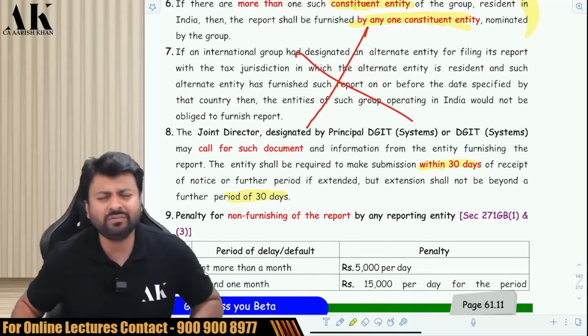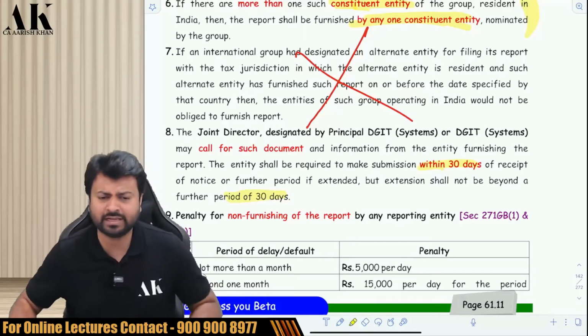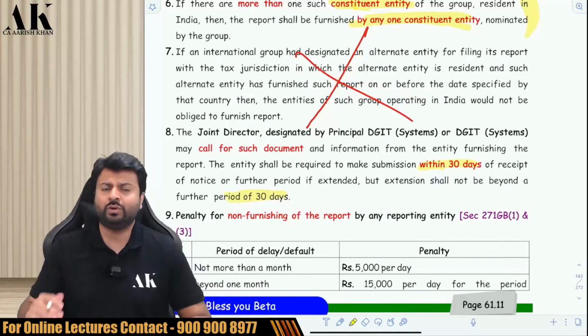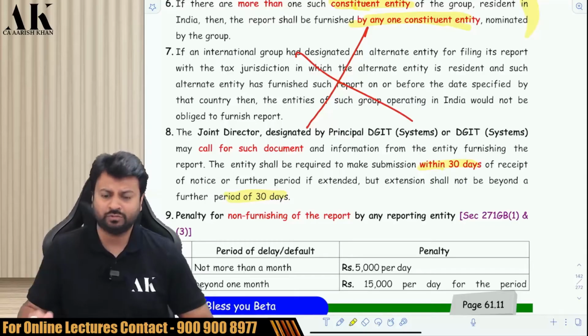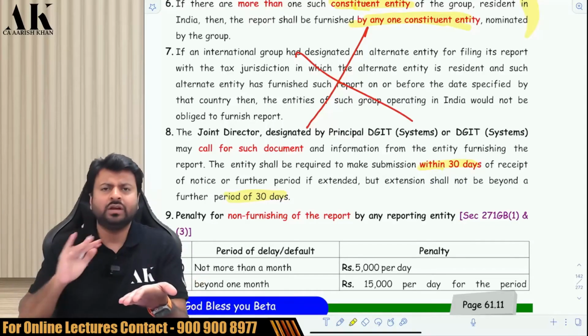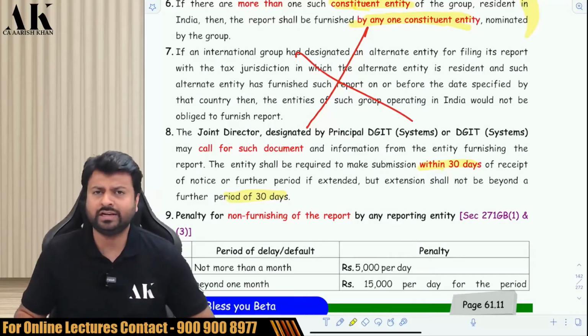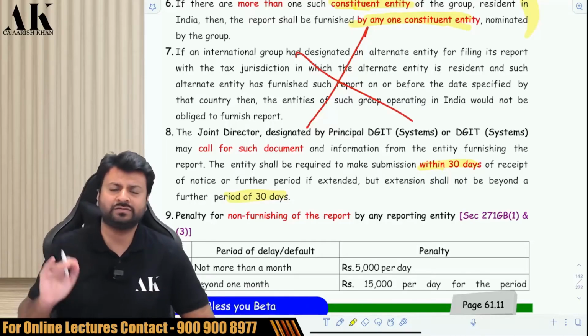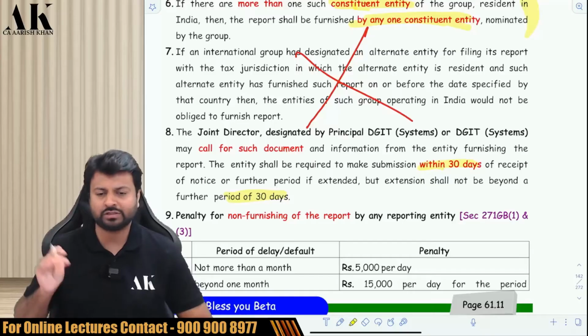Okay, they want to verify certain information, so they might ask you for certain information, so you have to give them all the information which they ask from you. Because they have a CBCR, they want to verify a lot of things, so they will ask you for some information, and you have to give it within the time mentioned over here, that is 30 days plus an extension of 30 days. If you do not give, there will be a penalty which is going to come now.